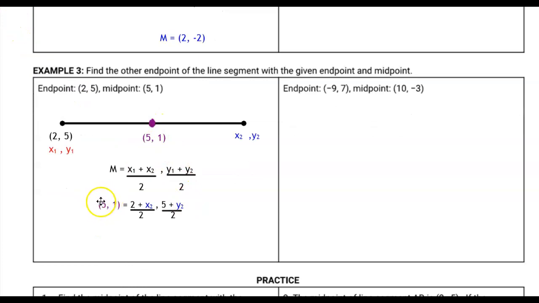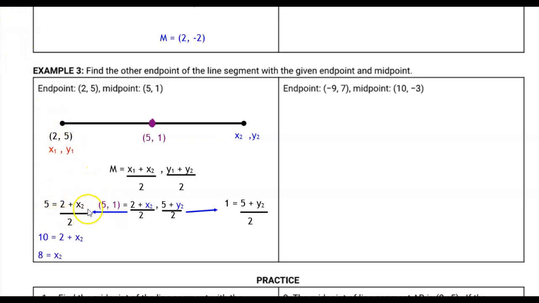In order to get this 5 from the midpoint, I had to do 2 plus some number, x2, divided by 2. And in order to get this 1 from the midpoint, I had to do 5 plus some y value divided by 2. Now what I can do is take each of these individual pieces and split it into its own little equation. I'm only solving for x2 and I'm only solving for y2. Here's how it looks. So in order to get the x value, I said 5, the x value of the midpoint, is equal to 2, the first x value, plus whatever the second x value is divided by 2. If I solve this one little equation for x2, I'll get that answer.